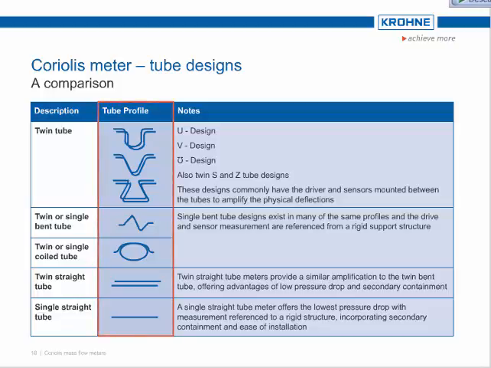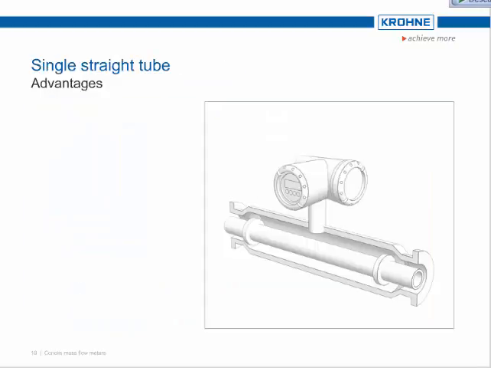So, when specifying a mass flow meter, what design do you select? Historically, twin tube meters have had performance advantages over the straight and single tube designs. But today, with modern sensor and electronics design, this has practically been eliminated. You are now able to focus on what is best for your process. Consider the process advantages of a single straight tube.